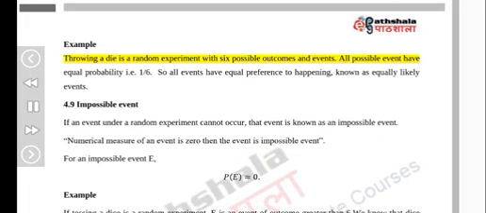Example. Throwing a die is a random experiment with 6 possible outcomes and events. All possible events have equal probability, i.e., 1/6. So all events have equal preference of happening, known as equally likely events.